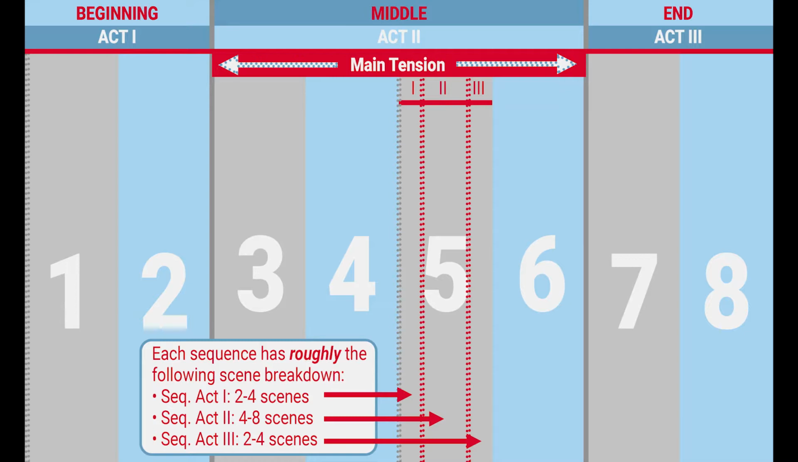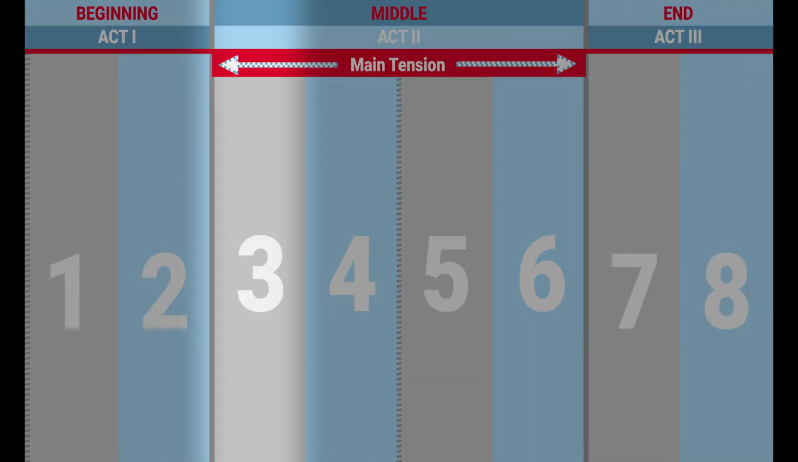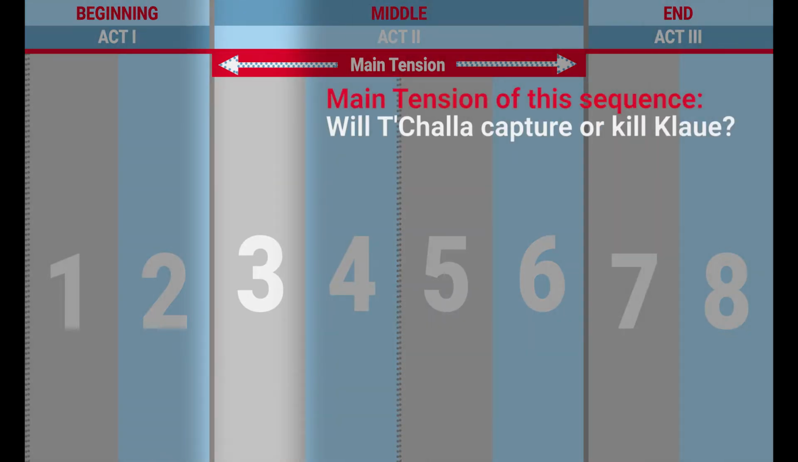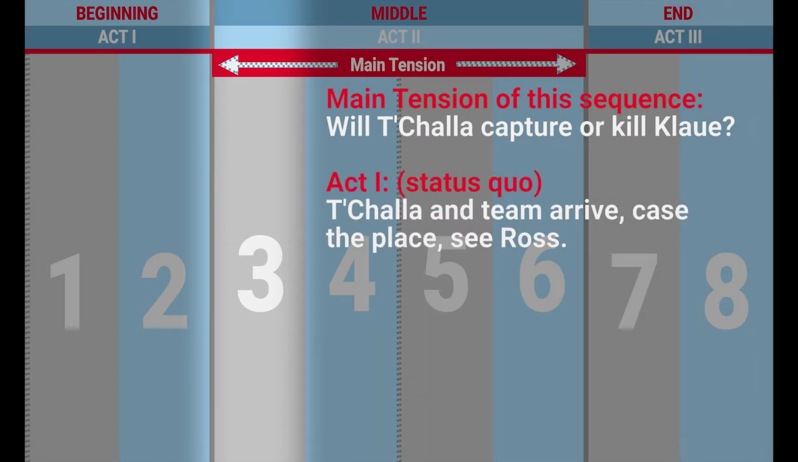If that helps you break it down into smaller pieces, it might help you structure your story a little easier. But let's look at the Seoul, Korea sequence here. Will T'Challa capture or kill Claw? So that's all of this. Let me just break this down a second. The act 1 of this sequence is T'Challa and his team arrive in Seoul and they case the place. They get in, they're around, they're waiting for Claw to arrive.